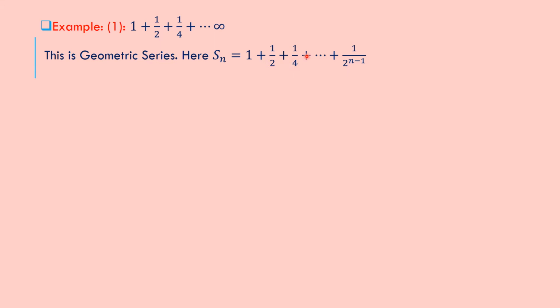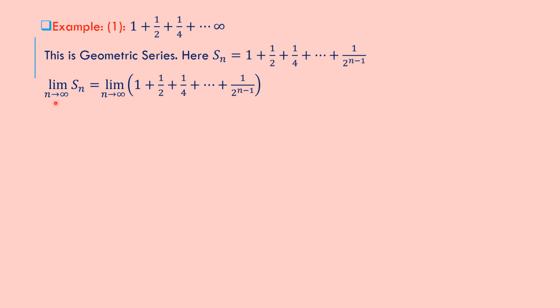Fourth place, what will it be? 1 by 2 power 3. Similarly, in the nth place, we can write 1 by 2 power n minus 1. Now, limit Sn as n tends to infinity. We have to see whether this is a finite quantity, or infinite, or we get more than one limit.